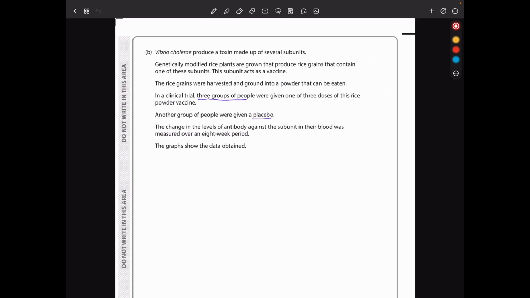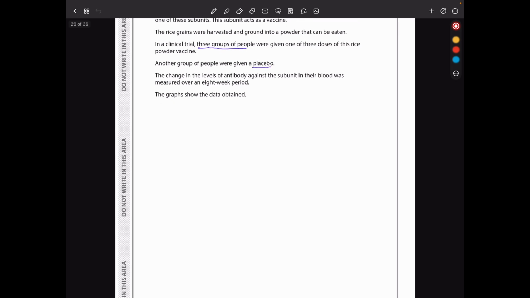So here they say Vibrio cholerae produced a toxin made up of several subunits. Genetically modified rice plants are grown that produce rice grains that contain one of these subunits. This subunit acts as a vaccine. The rice grains were harvested and ground into a powder that can be eaten. In a clinical trial, 3 groups of people were given one of 3 doses of this rice vaccine. Another group of people were given a placebo. The change in the levels of antibody against the subunit in their blood was measured over an 8-week period, and the graphs show the data obtained.